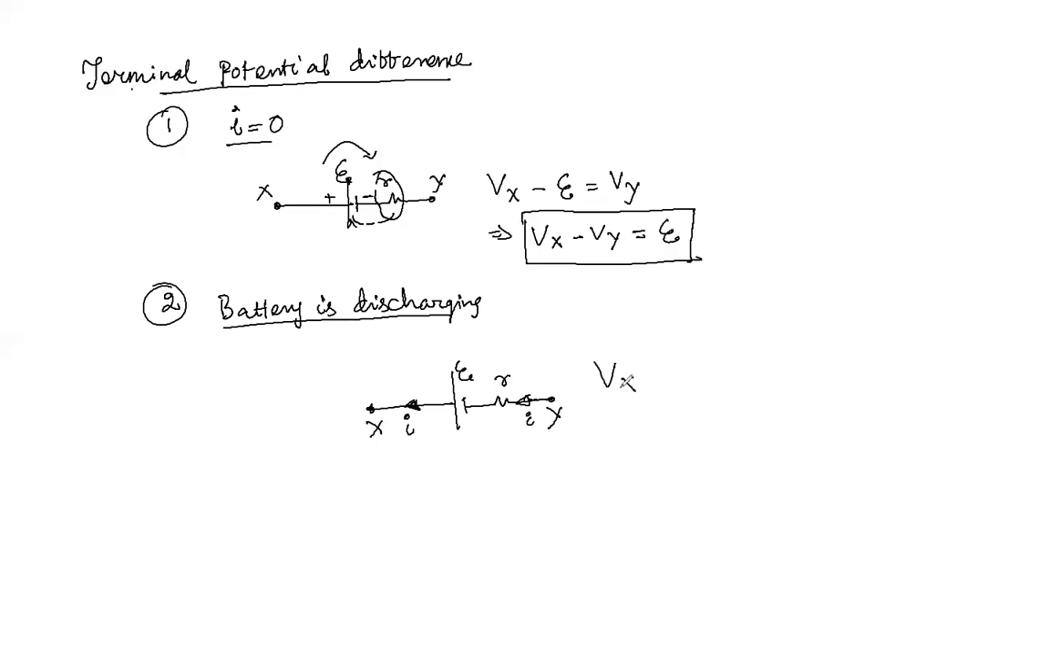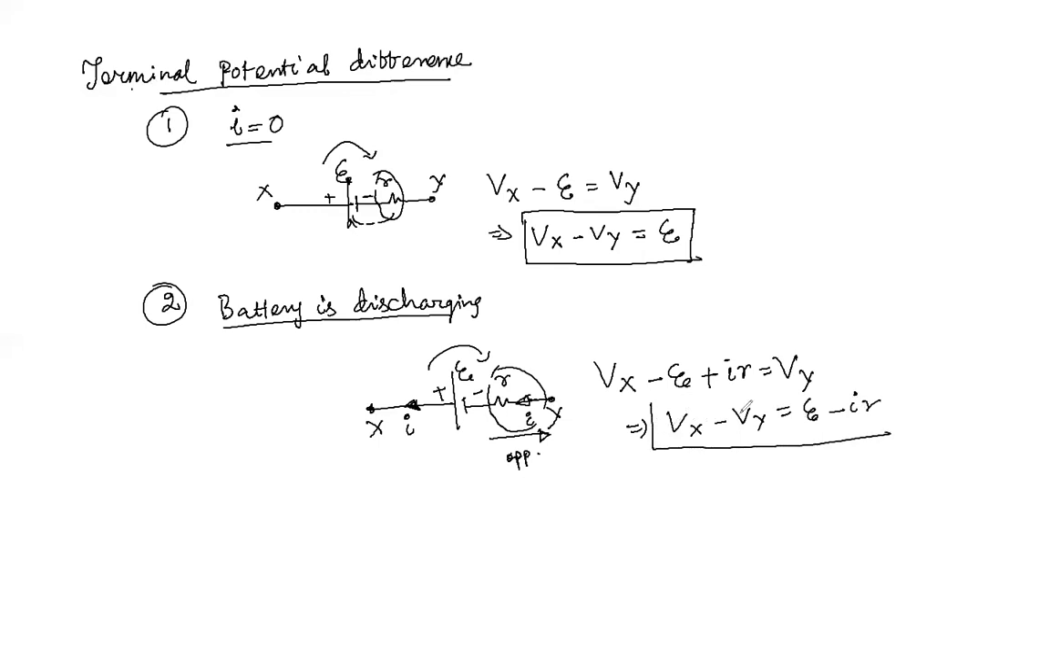Now we can write Vx. Now we are moving from positive to negative, so we'll be writing minus of E. Now we are traversing opposite to the direction of the current flow. You can see current is going from right to left. So if we go from left to right, the potential drop is going to be added, so plus IR, and now we have reached the terminal Y. So we can write here Vx minus Vy is equal to E minus IR. So in this case, the terminal potential difference is E minus IR.